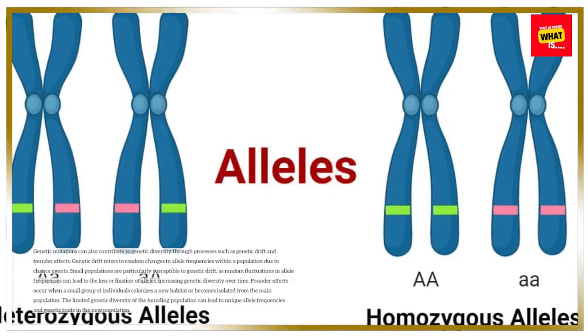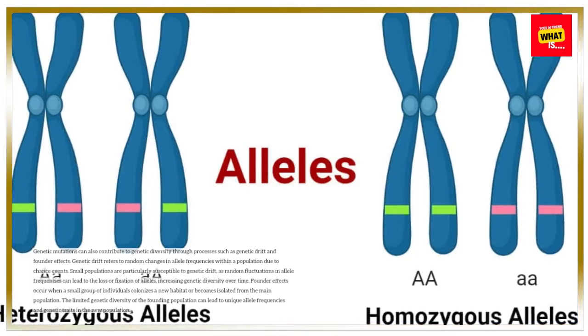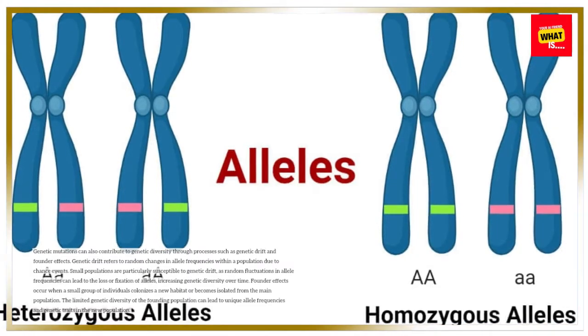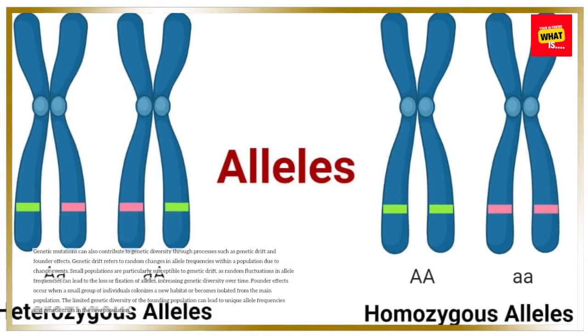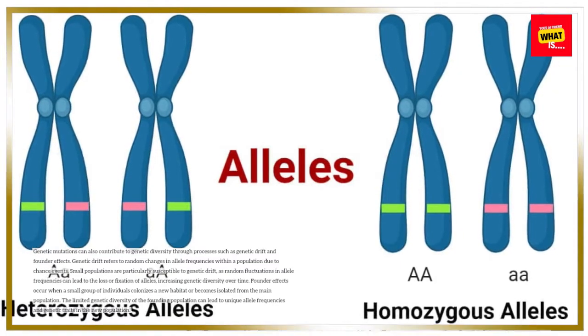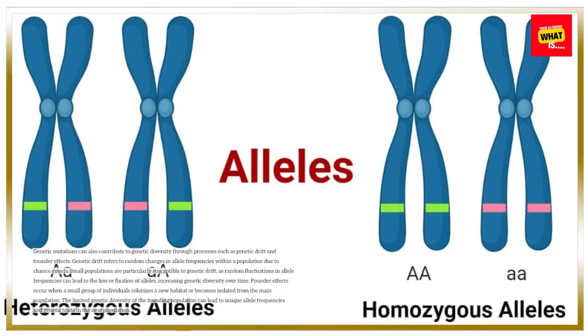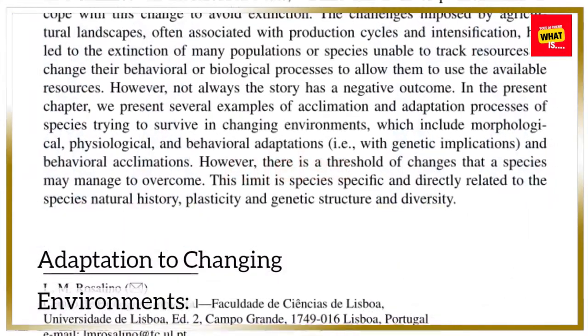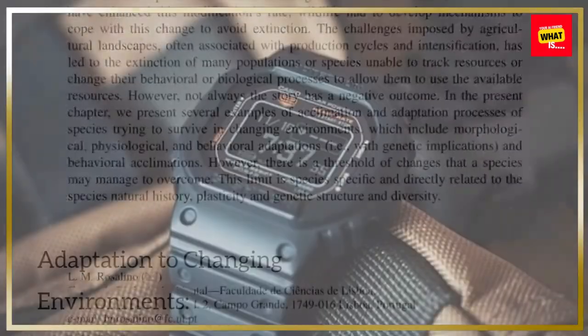Founder effects occur when a small group of individuals colonizes a new habitat or becomes isolated from the main population. The limited genetic diversity of the founding population can lead to unique allele frequencies and genetic traits in the new population.